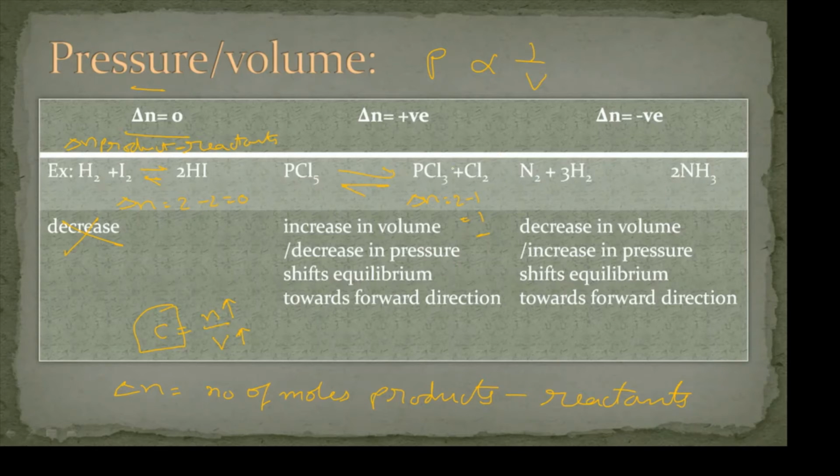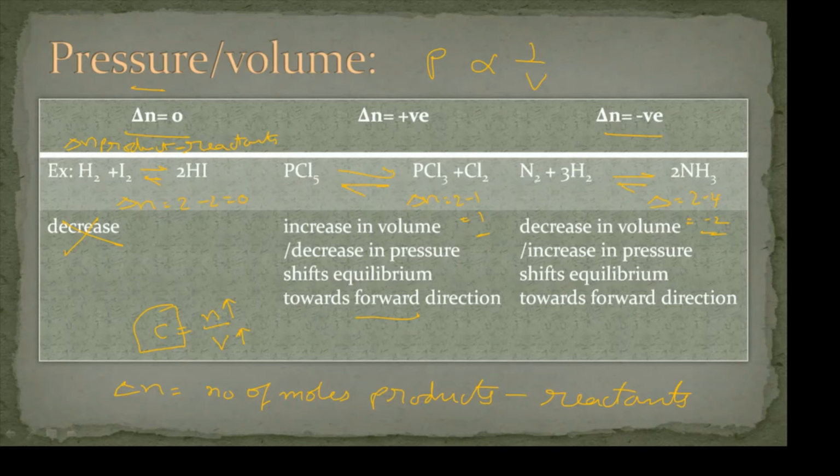In this case, the volume increases, then the number of moles also increases in which direction? Forward direction. So the equilibrium shifts in forward direction. Got it? Why? Because the number of moles increases in forward direction only. Then coming to the next case, that is delta N is negative. In this case, delta N is equal to 2 minus 4, that is minus 2.